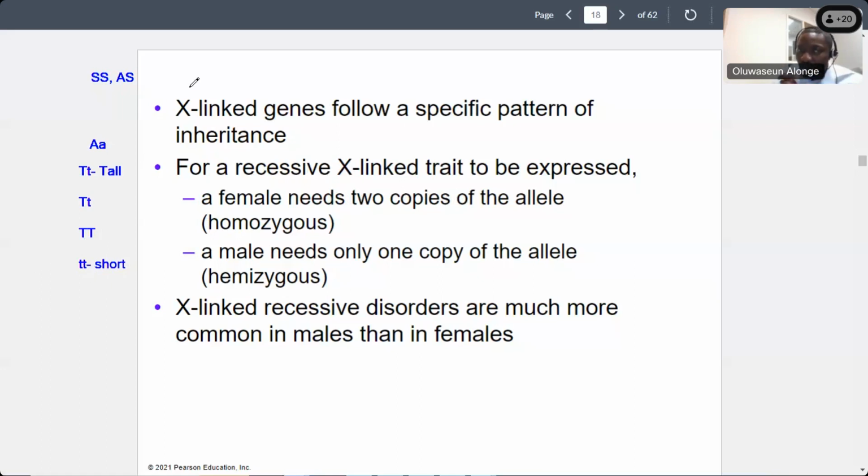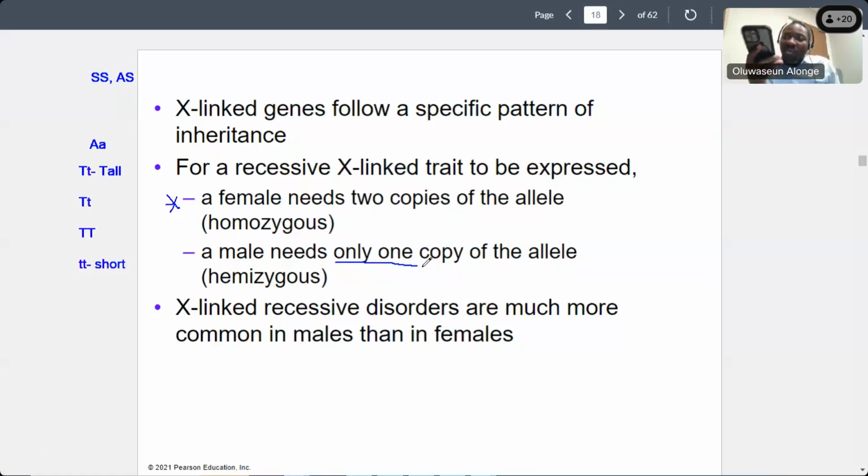Now this is where I want to use my analogy. For female, this is the rule. But for male, he only needs 1. Do you know why? That is the issue of I have 1 X as a male. So if I lose my phone, I've lost all my phone. But a female will need to lose the 2 phones. I mean, a female has 2 phones, so they will need to lose the 2 phones before they can say they've lost all their phone.